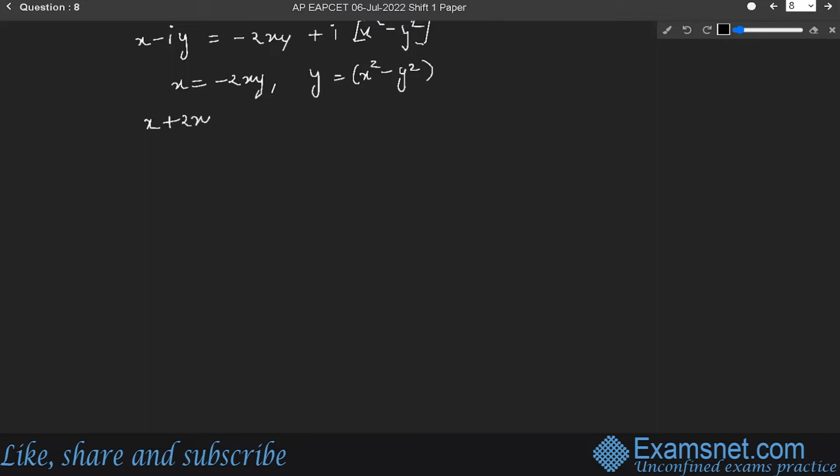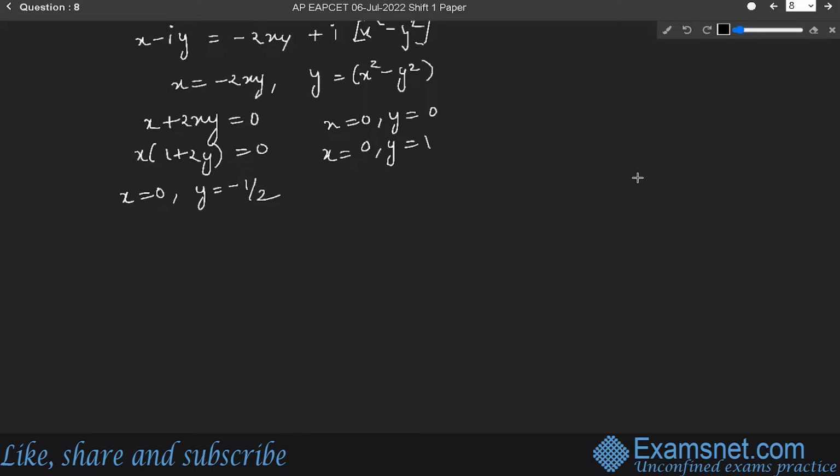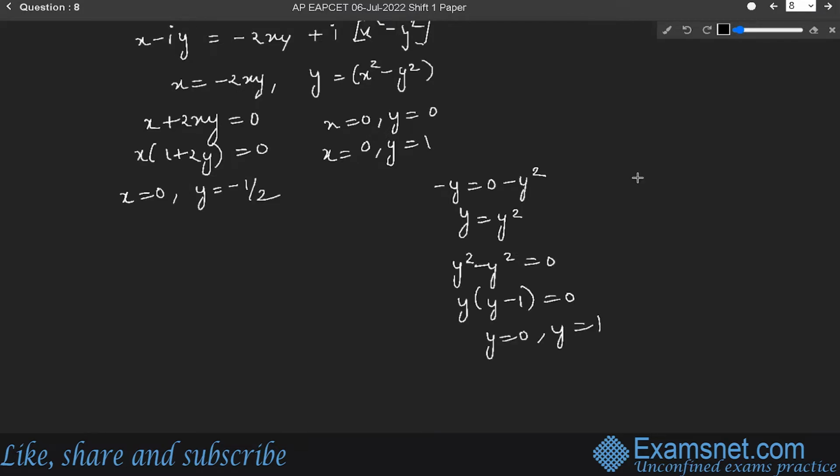So x plus 2xy will be equal to 0. Therefore, taking x common, it will be x into (1 plus 2y) is equal to 0. So if x is equal to 0, y will be equal to 0 or 1, and if 1 plus 2y is equal to 0, y will be equal to minus 1 by 2. Here, it becomes minus y is equal to 0 minus y square. So y will be equal to y square. y square minus y is equal to 0. Taking y common, it will be y into (y minus 1) is equal to 0. So y will be equal to 0 and y will be equal to plus 1.